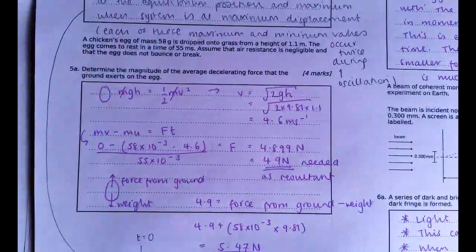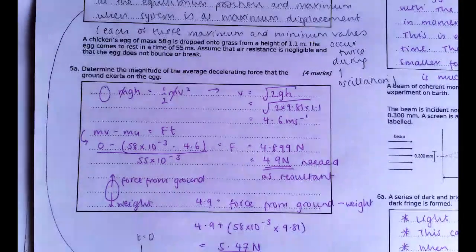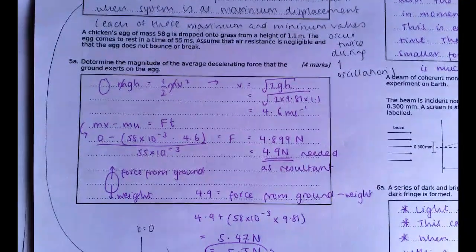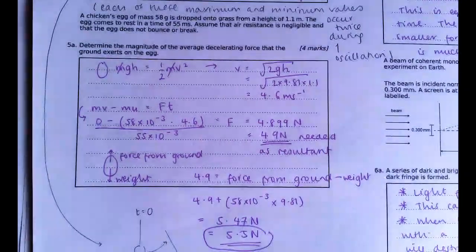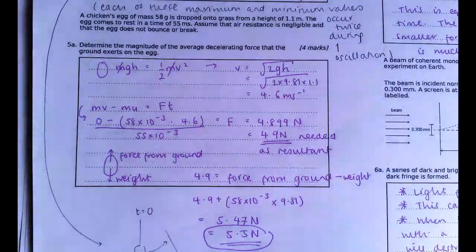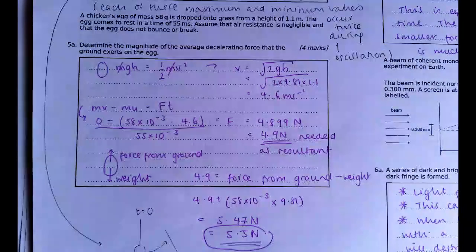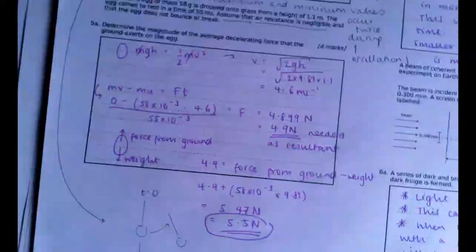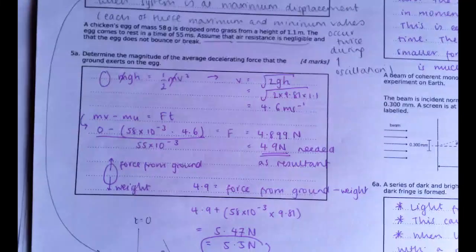Okay, so question 5, we've got a chicken's egg, it's 58 grams and it's dropped onto grass from a height of 1.1 meters, and the egg comes to rest in 55 milliseconds. Assume that air resistance is negligible. That tells us that there's no energy loss to the surroundings, that's important, and that the egg does not bounce or break.